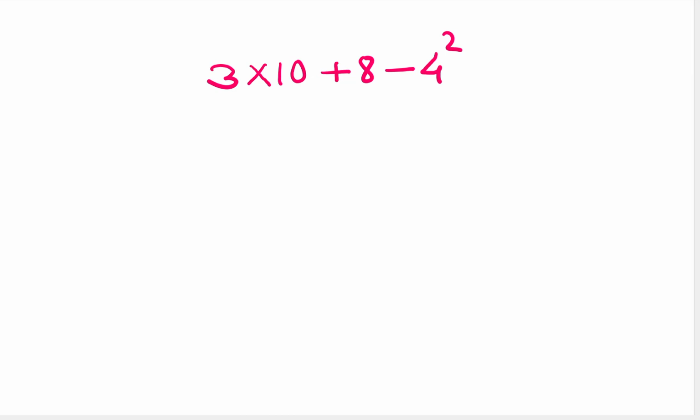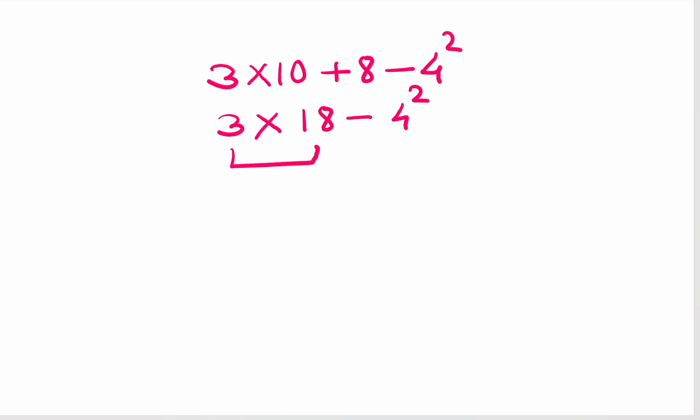The given expression of order of operation: 3 multiplied by 10 plus 8 minus 4 square. Many people solve this example with the wrong method. First they do 3 multiplied by 10 plus 8, which is equal to 18, minus 4 square.